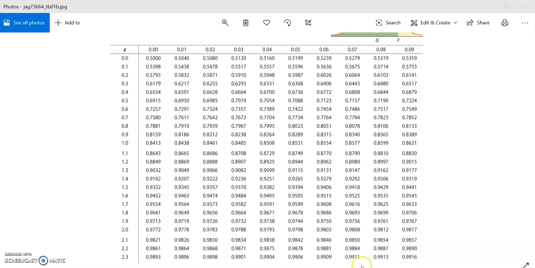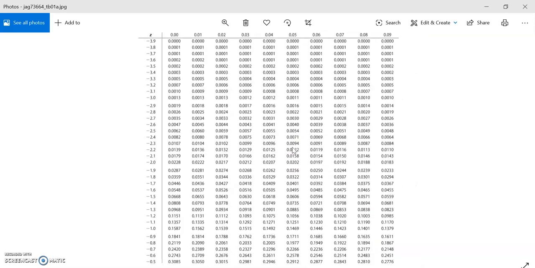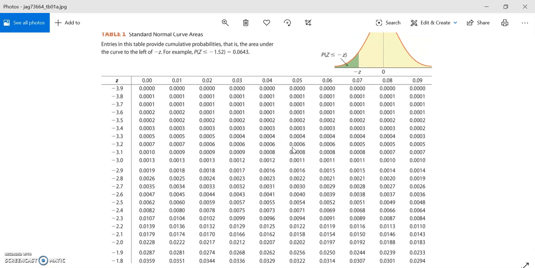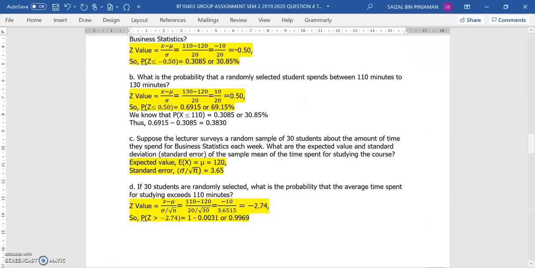This is an example of a normal distribution table that you can refer to in order to identify the probability based on a specific z value. As I mentioned during the previous session, inside this table we have information that represents the probability based on a specific z value. For example, when z value is equal to negative 2.91, our probability is equal to 0.0018.